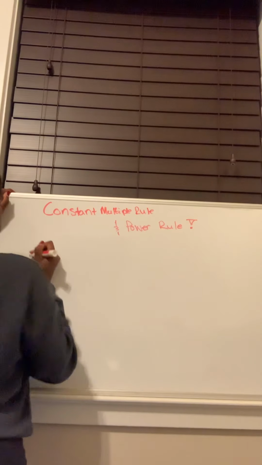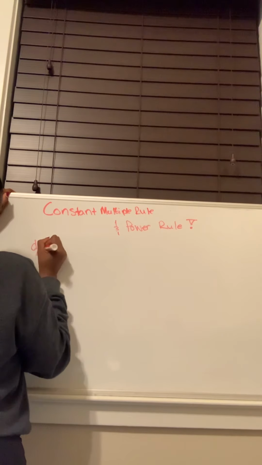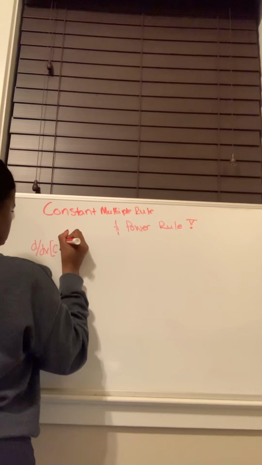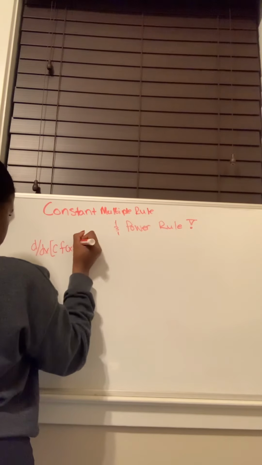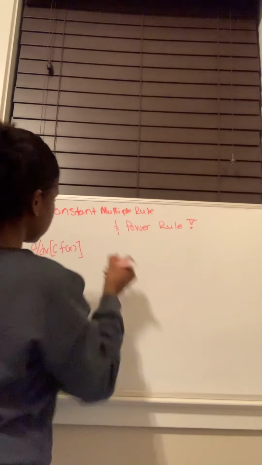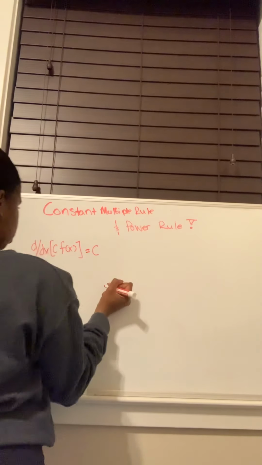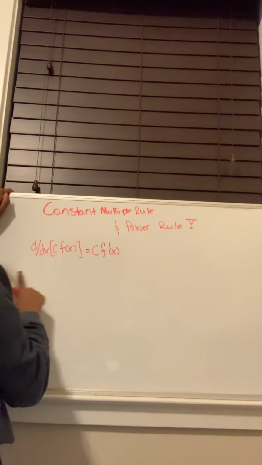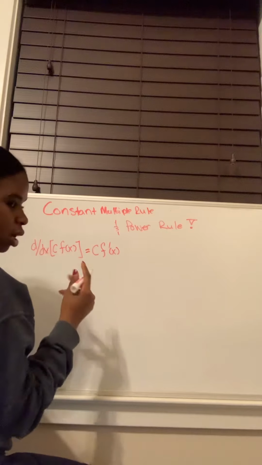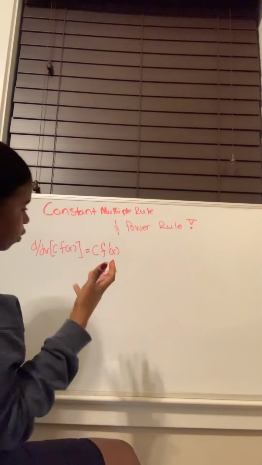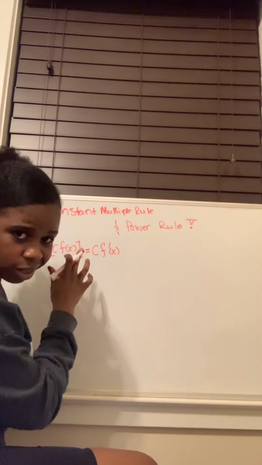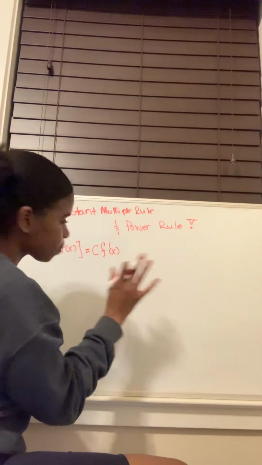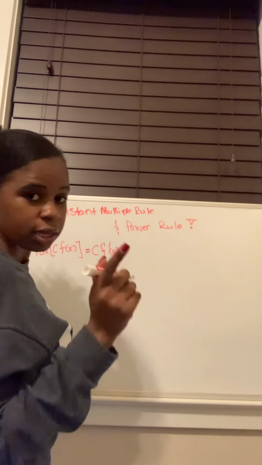The constant multiple rule states, take a derivative of a constant times a function. Then the derivative is that constant times the derivative of the function. So the c, just the constant, kind of just follows along. Whatever the derivative is, the c just kind of tags along. It's kind of like your best friend. You go on an adventure, your best friend just tags along. Okay? And then here's the power rule.